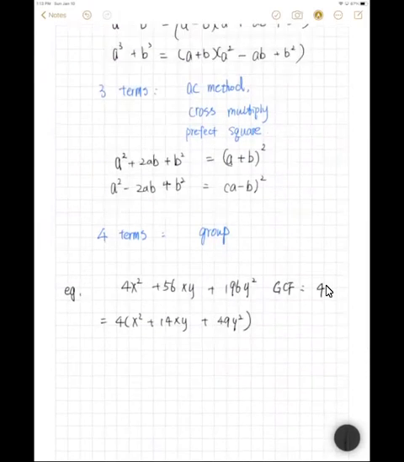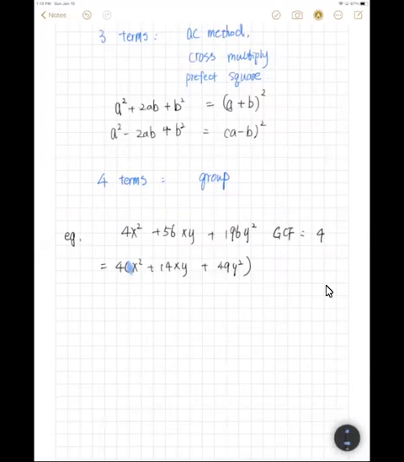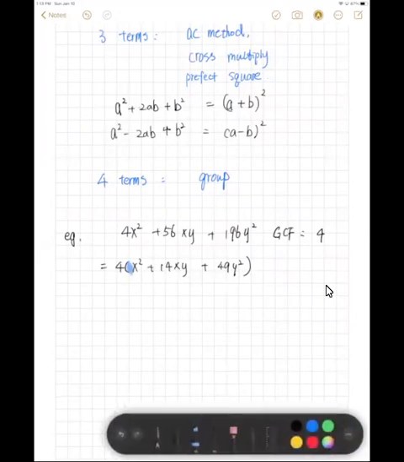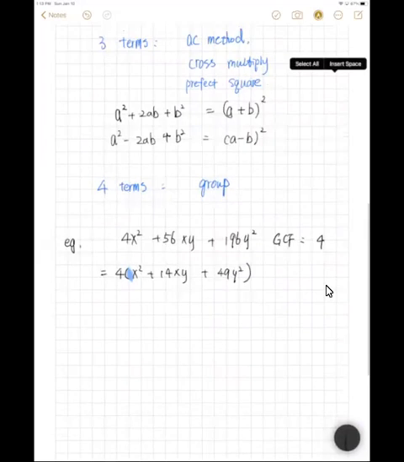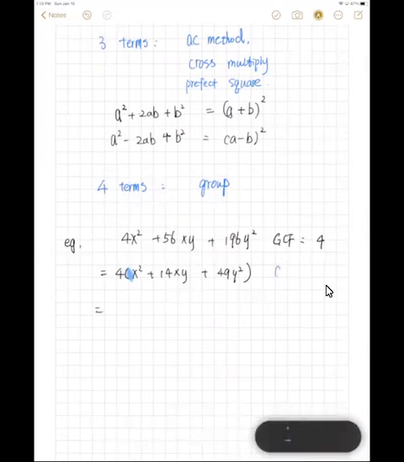Okay, since it's three terms, let's look back. For three terms, we have the AC method, cross multiply, or perfect square. In this case, I would like to use either perfect square or AC method, whatever you feel comfortable with, since this coefficient is 1. So we don't need to use cross multiply. I know you're already really familiar with the AC method, so in this case I want to use perfect square. Perfect square is a squared plus 2ab plus b squared, which is equal to a plus b squared.